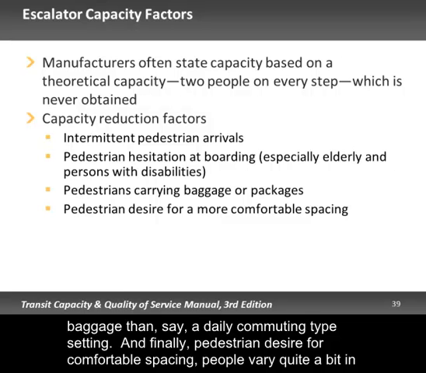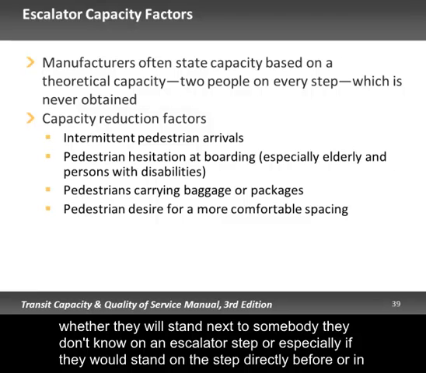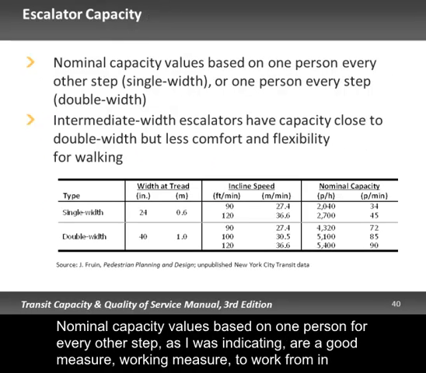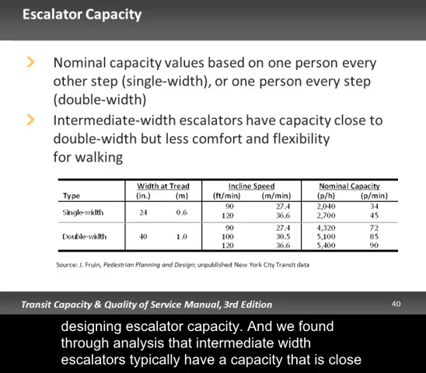And finally, the pedestrian desire for comfortable spacing. People vary quite a bit in whether they will stand next to somebody they don't know on an escalator step, or especially if they would stand on the step directly before or in front of them. On the other hand, two or three people who know each other might stand quite close to each other on an escalator. Nominal capacity values based on one person for every other step, as I was indicating, are a good working measure to work from in designing escalator capacity.